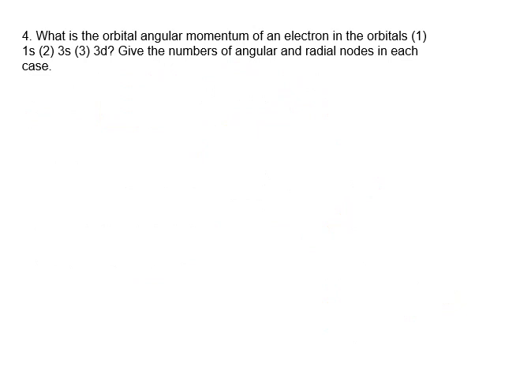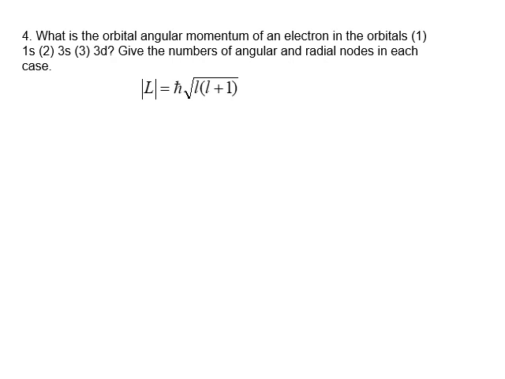Question number 4. What is the orbital angular momentum of an electron in the orbitals 1s, 2s, 3s, and 3d? Give the numbers of angular and radial nodes in each case. The angular momentum magnitude is calculated by the equation ħ√(L(L+1)), so we need to find the quantum number L.